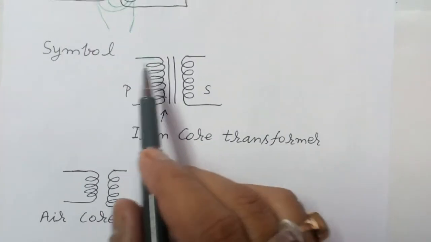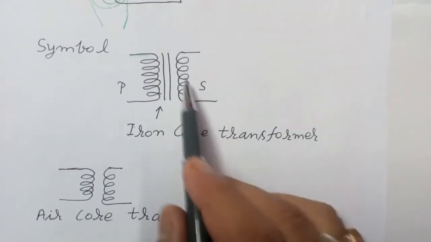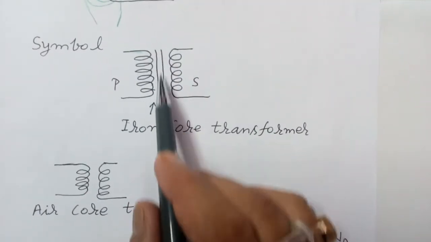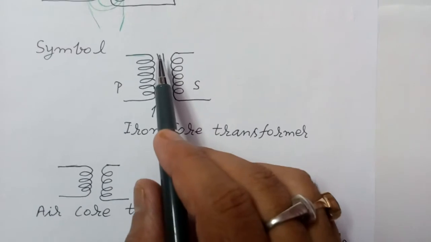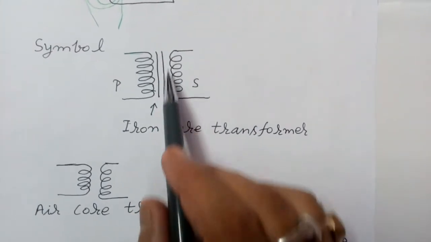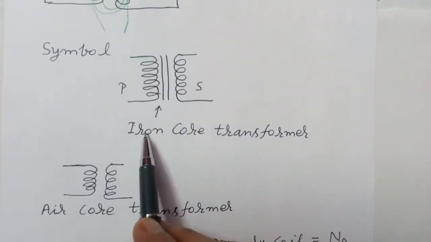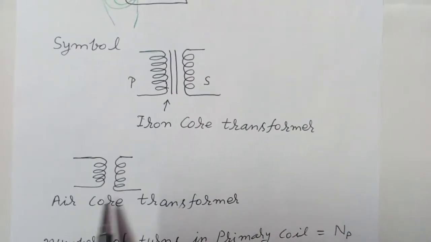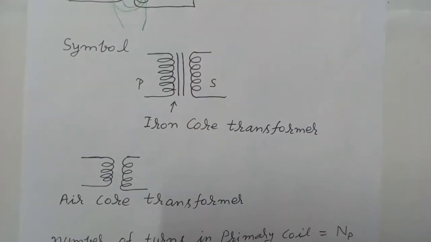This is the symbol for transformer. This is primary coil, this is secondary coil, and if in between these two coils, in this diagram, two parallel lines are drawn, then this is known as iron core transformer, and if there are no two parallel lines, then this is air core transformer.